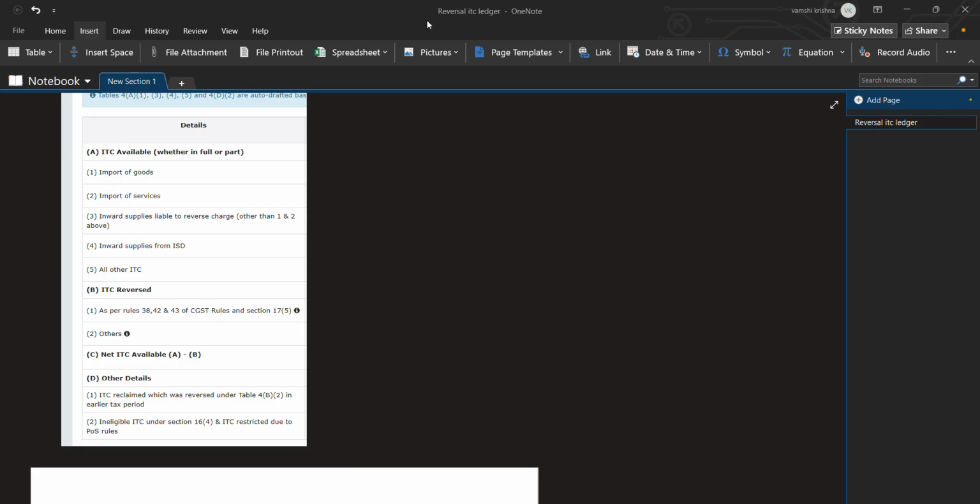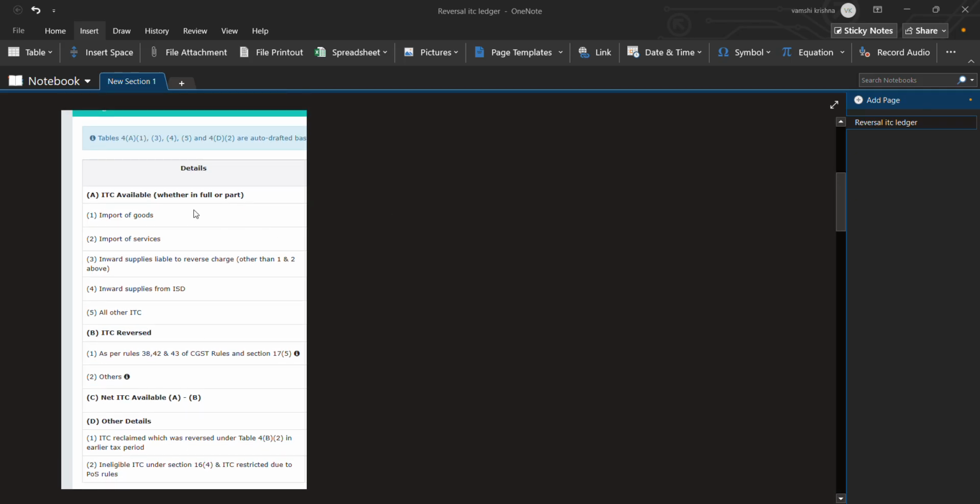This video is regarding the GST notification issued on 29th December, regarding RCM liability and the input ledger and ITC reversal ledger. If we see in 3B table 4, there will be some columns for input claiming and reversal, right?